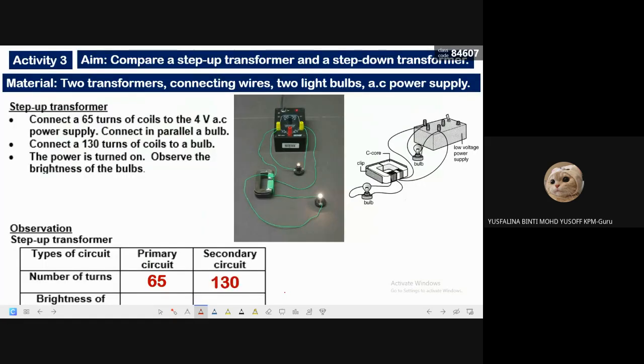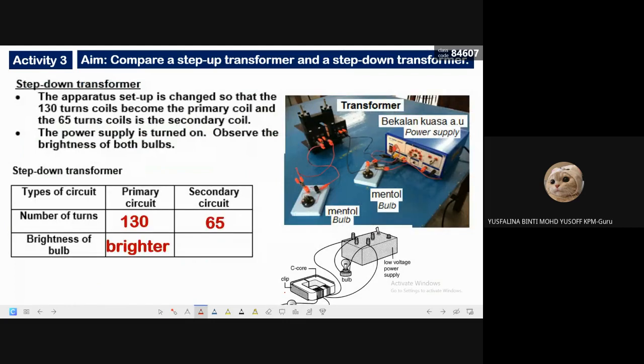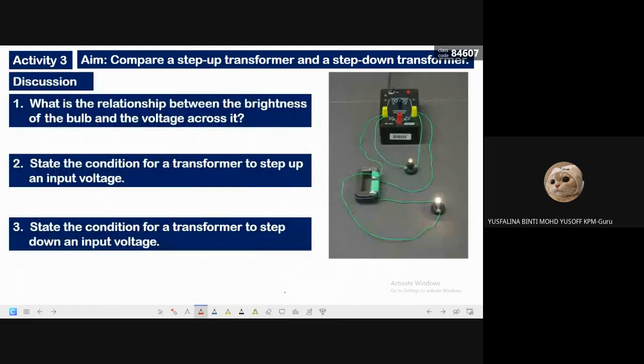Okay, so compare. This one we actually need to do the experiment, right? The higher the voltage, the brighter the bulb. Of course. State the condition for a transformer to step up. Okay, so you must increase the number of turns. In order for you to increase or decrease the voltage, the number of turns is the important one. If you want a step up voltage, you increase the secondary coil. If you want to make it step down, then you decrease the number of turns in the secondary coil. Okay.